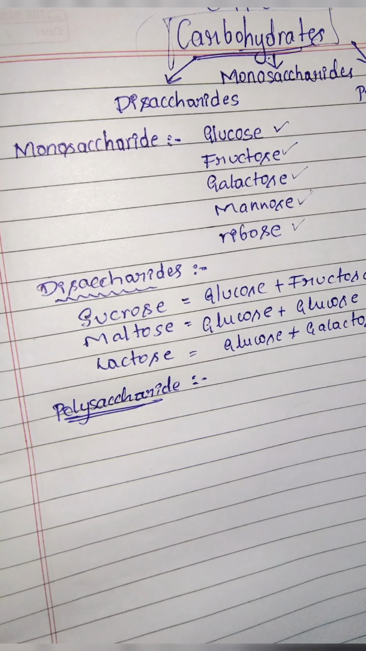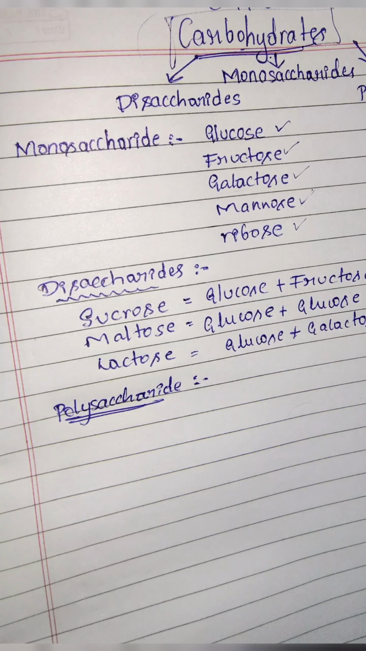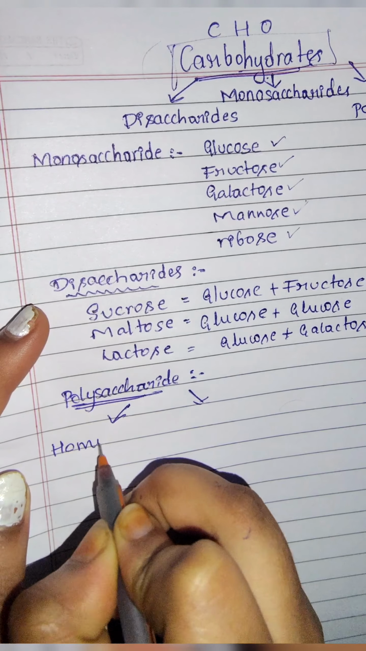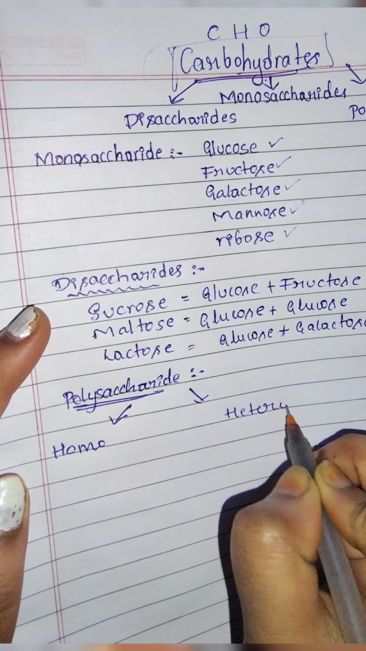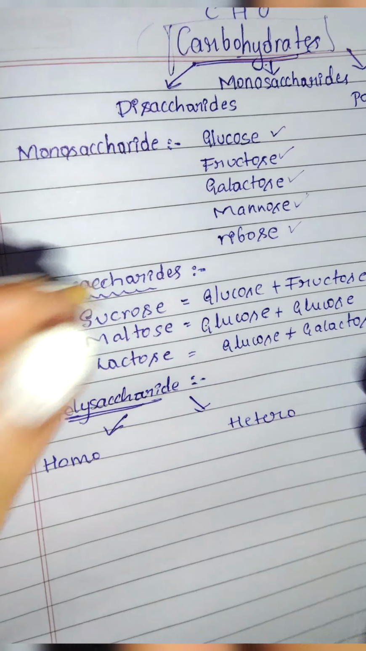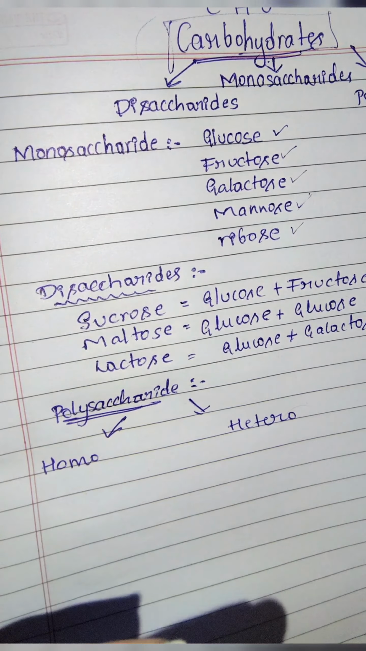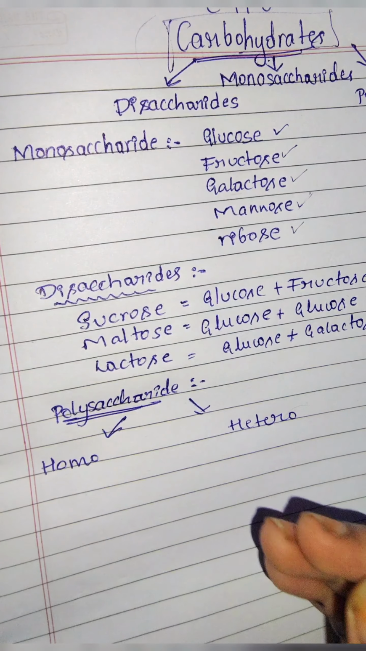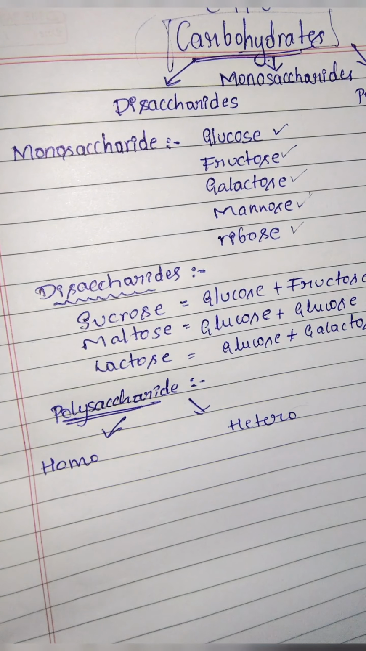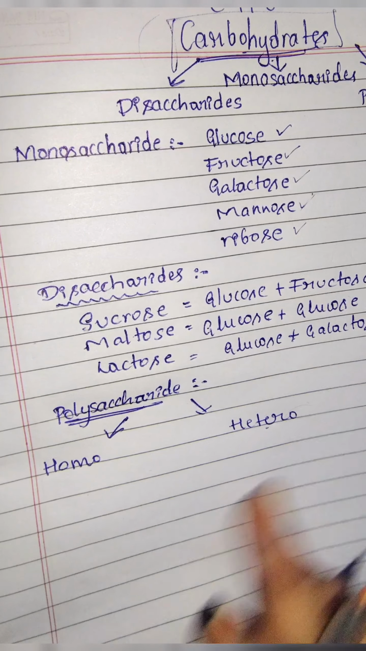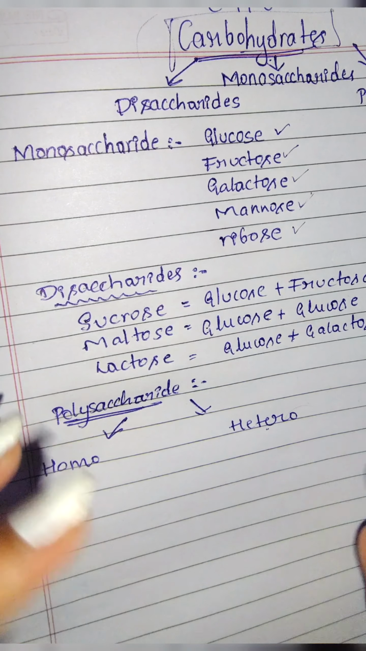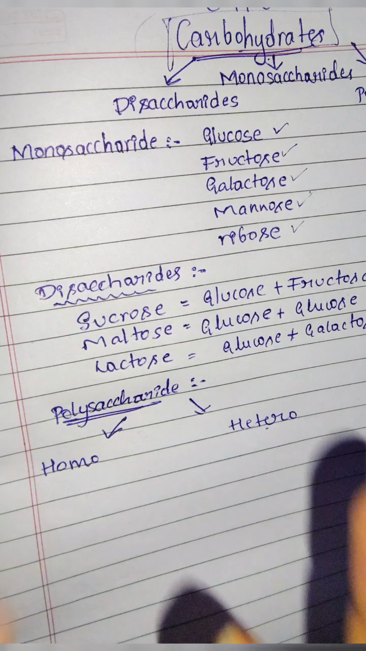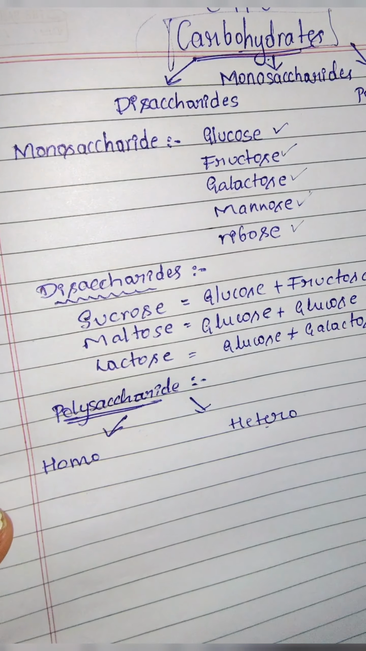My dear students, under the polysaccharides we have again divided into two types. One is homopolysaccharides, another is heteropolysaccharides. The name itself tells us: homo means similar kind, so many similar monosaccharide units combine to form the polysaccharide. But in the case of heteropolysaccharides, many types of monosaccharides combine to form the polysaccharide. Let us see some examples of both so that you know about them.